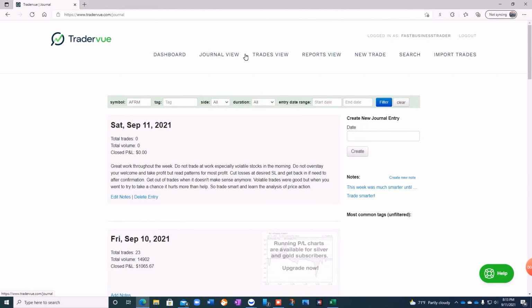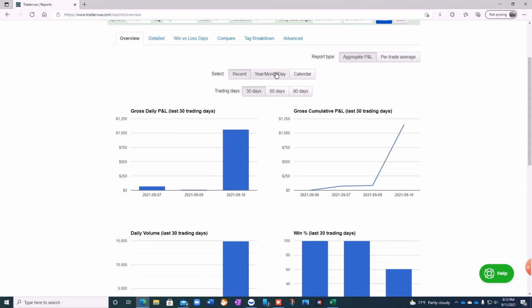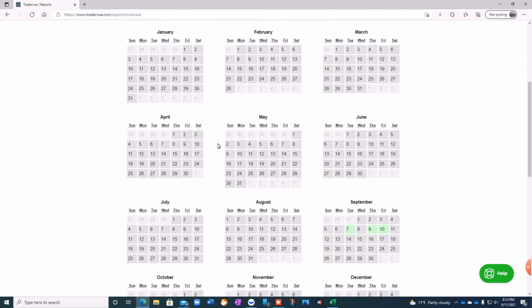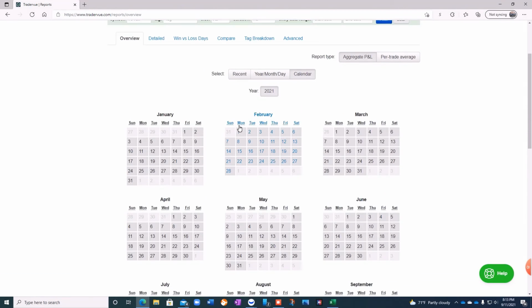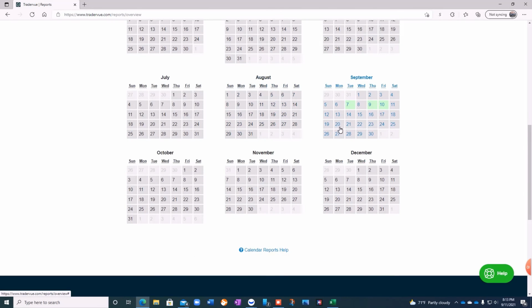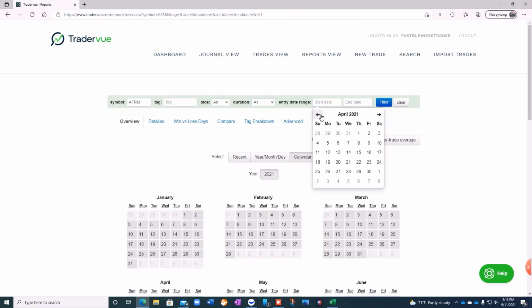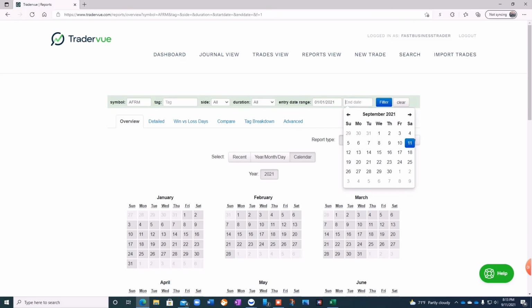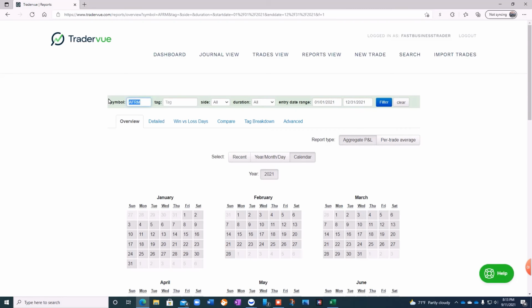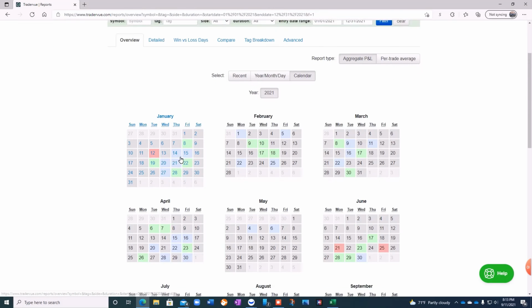All right. Let's see some reports. Let's see calendar. 2021 calendar. Why isn't it showing my trade? Oh, okay, I know, because it has the date filter, no date. What the heck? Okay, let's do January 1st to December 31st. Filter that. Okay. All right.